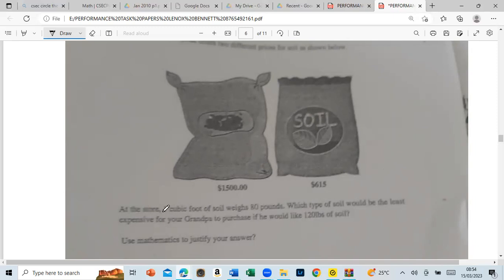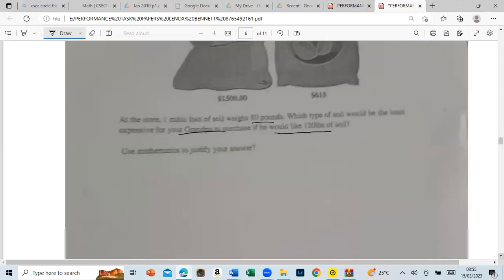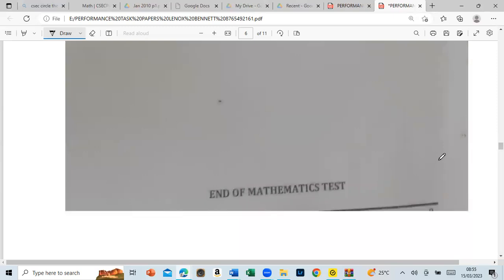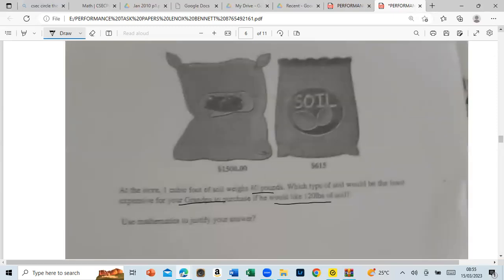It says at the store 1 cubic foot of soil weighs 80 pounds. Which type of soil would be the least expensive for your grandpa to purchase if he would like 120 pounds of soil? Use mathematics to justify your answer. I think something is missing though. It's the end of this. I missed some information on it.